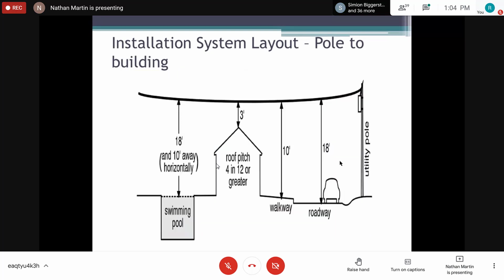All right, these are some clearance measurements for overhead service line. So if this is your utility pole, we're talking about a road where we should have a clearance of at least 18 feet, right? If we have a walkway, the walkway should have at least 10 feet clearance, and we must have a 13 feet clearance above any surface roof, right, and so on. So a swimming pool will still have 18, right, and 10 feet away horizontally. So we're talking about the allowable measurements for all of these installations.